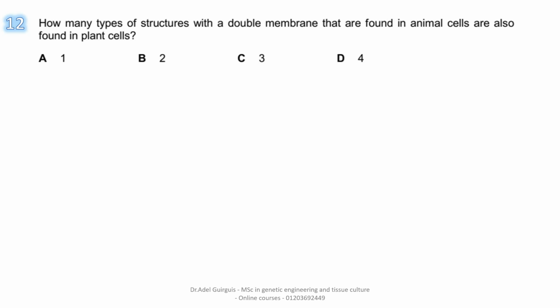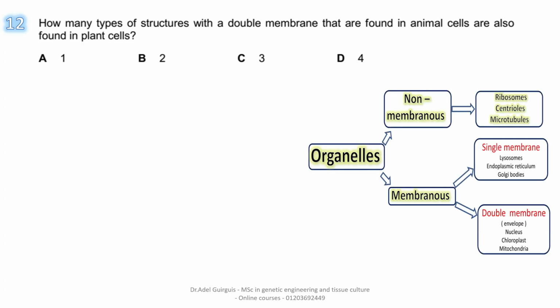Number 12. How many types of structures with a double membrane that are found in animal cells are also found in plant cells? Look please at this figure. Organelles may be non-membranous or membranous. Membranous ones may have a single membrane, like lysosomes, endoplasmic reticulum, Golgi bodies, while those with a double membrane have an envelope: nuclear envelope, chloroplast envelope, mitochondrial envelope. It is formed of 2 membranes, inner and outer.